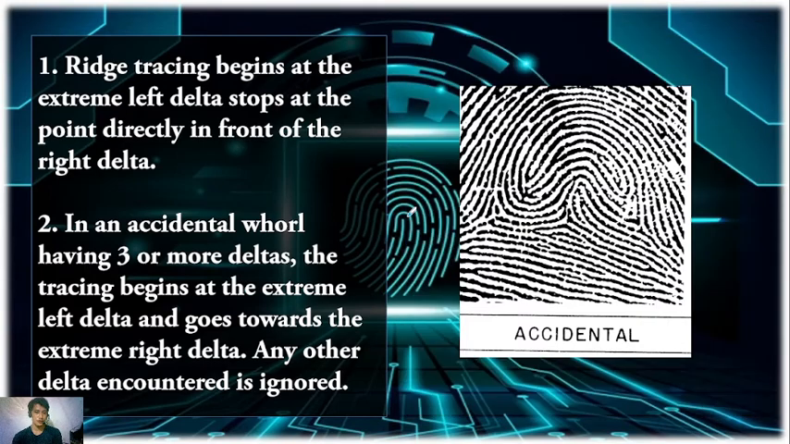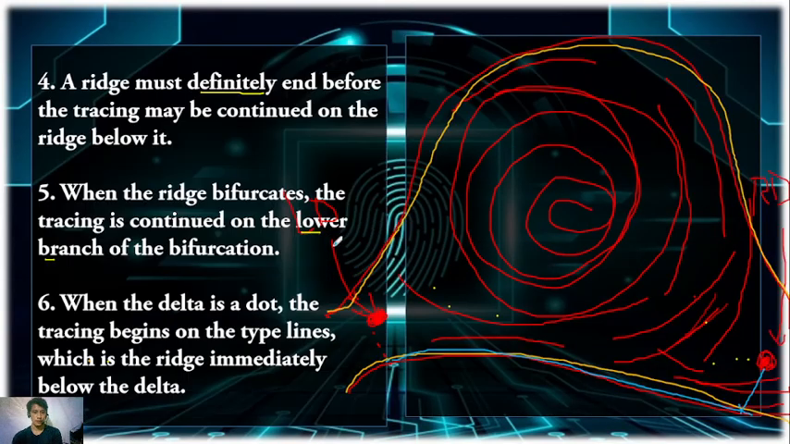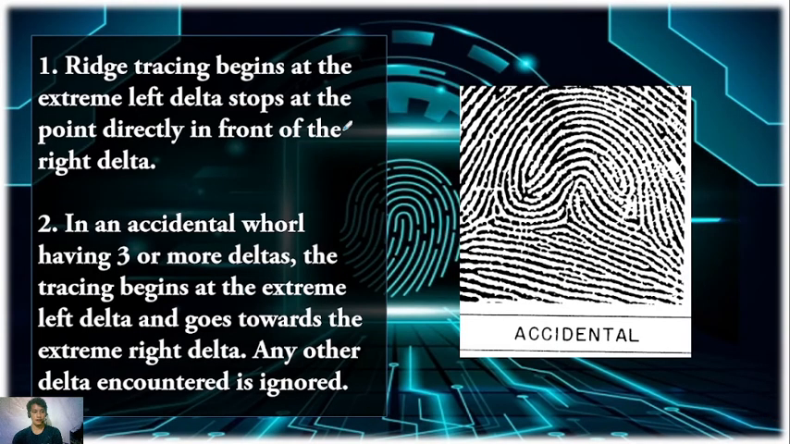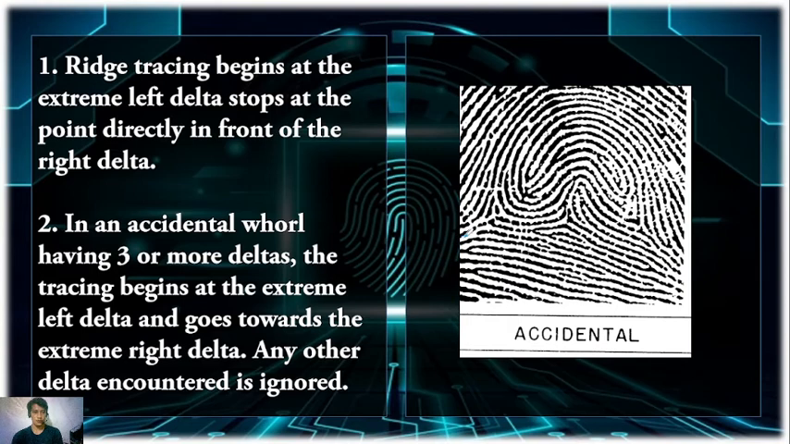Yung na-mention natin kanina, it's more on plane whirl. Okay, more on plane whirl rulings in ridge tracing. But here we have specific accidental whirl. Ridge tracing begins at the extreme left delta, stops at the point directly in front of the right delta. That is the basic, one of the general rules when it comes to ridge tracing.